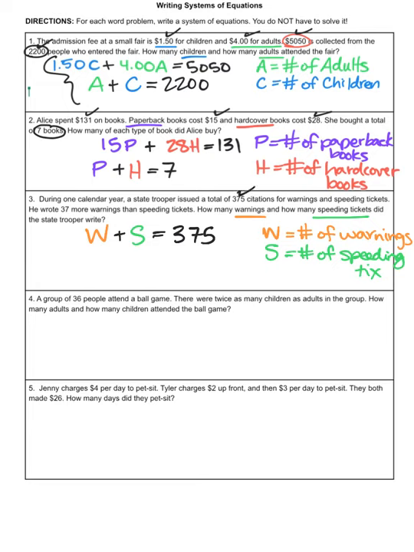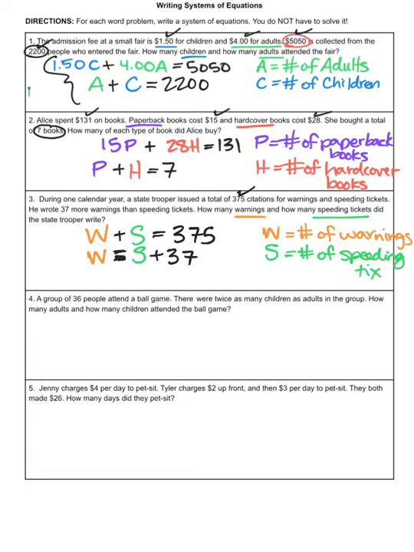Now I notice there's only one other number here. He wrote 37 more warnings than speeding tickets. So that means his number of warnings in total, so W, is going to equal however many speeding tickets he wrote plus 37 more. So notice this one was in kind of a different shape than the others. The others all had 4 numbers. This one only had 2 numbers, but more words. So I had to make sense of the words as best as I could.